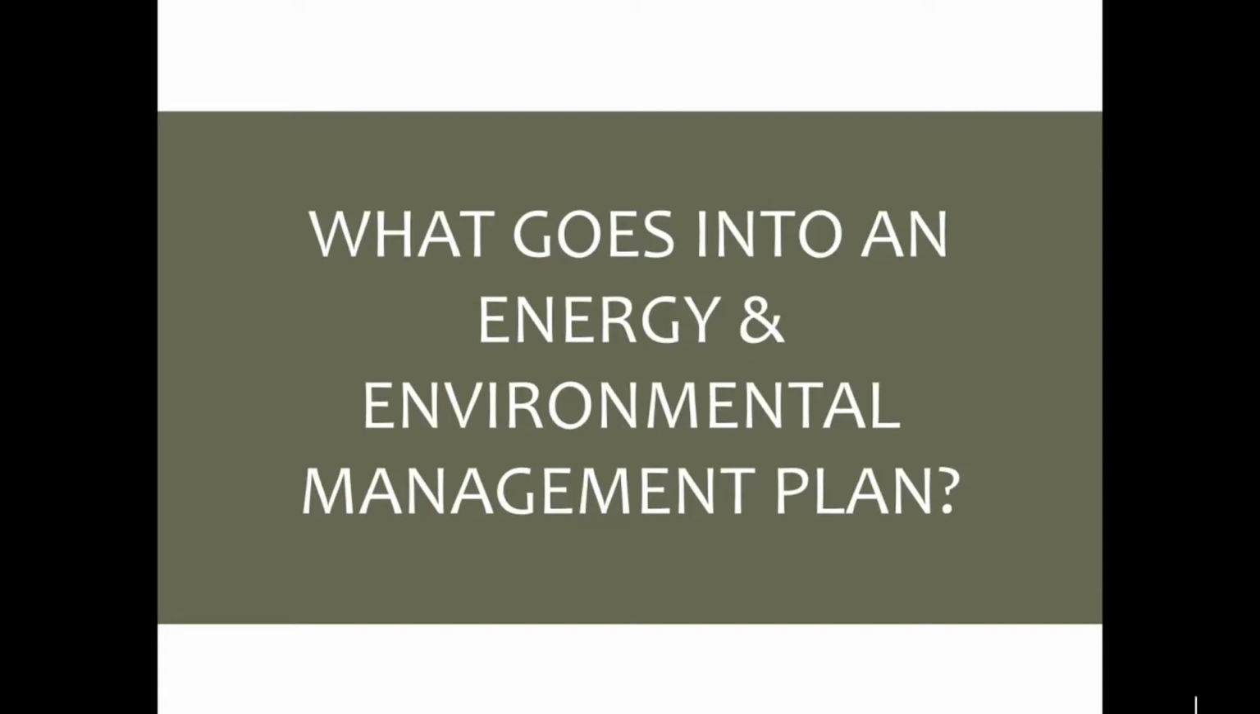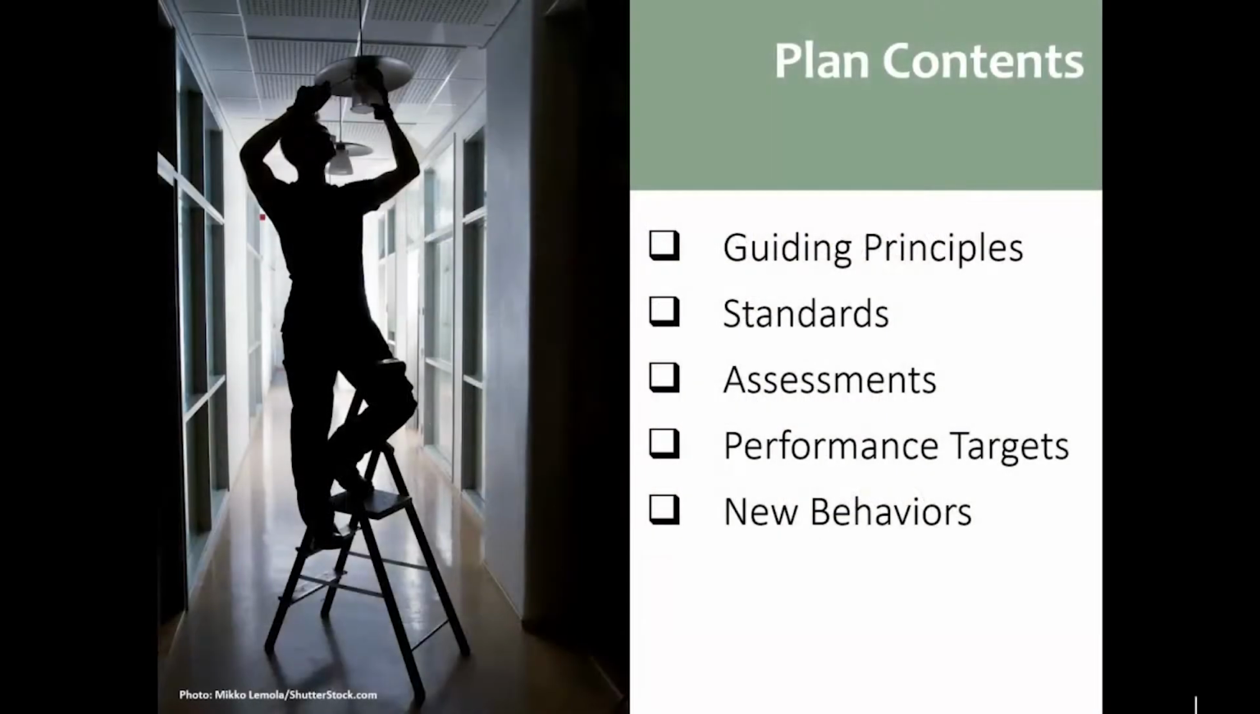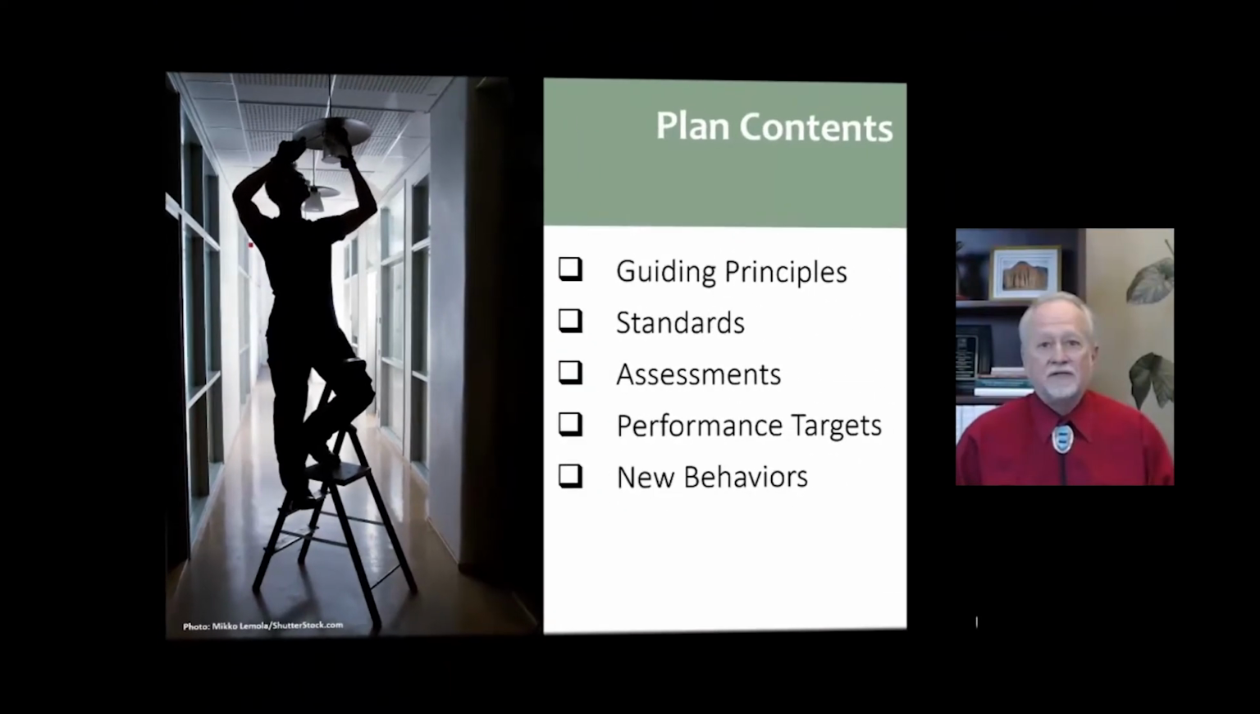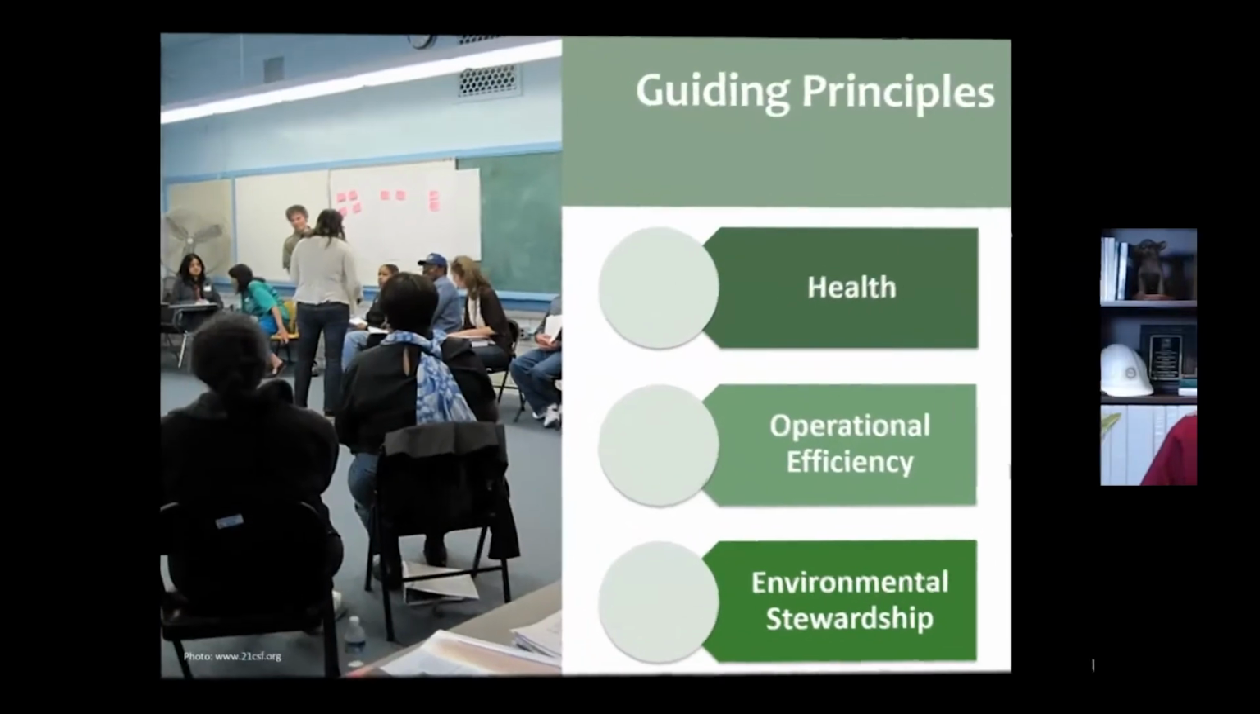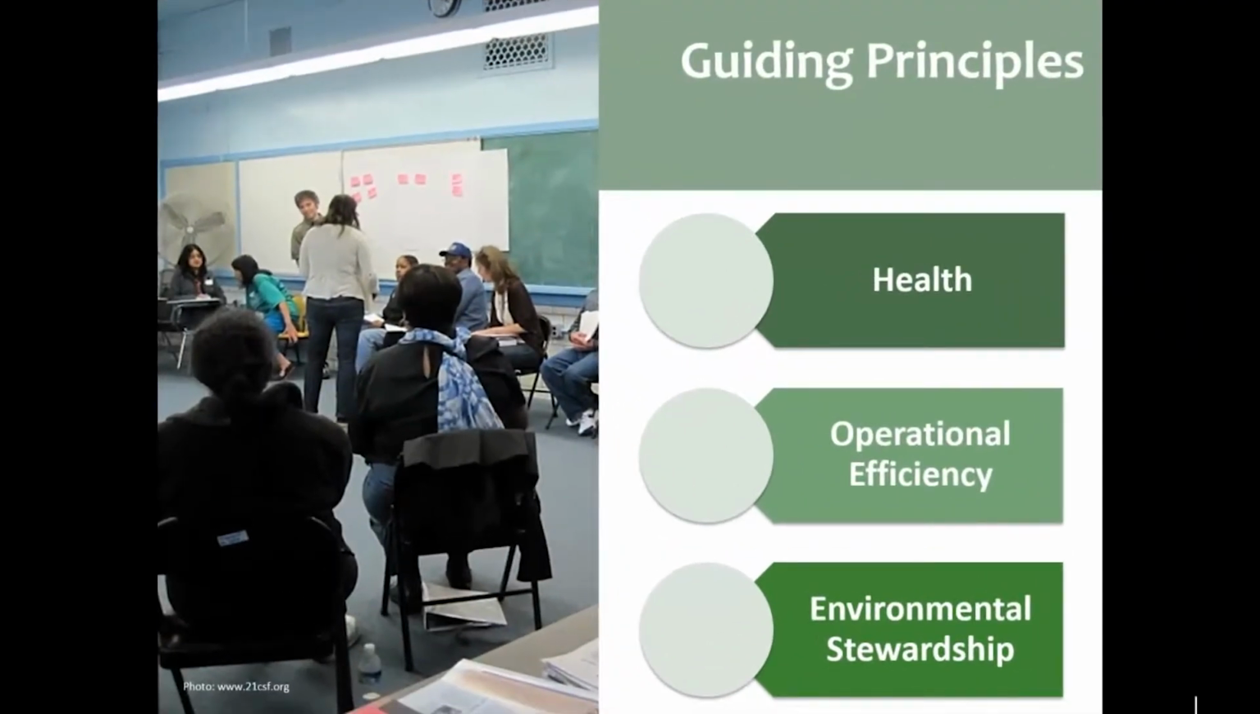What goes into the plan? The plan should include a description of your district's environmental and energy-related guiding principles, the standards that it will use, how it will assess behaviors and consumption, the facility's performance targets, and very importantly, user behaviors and strategy for changing behaviors. The guiding principles identified in the plan help to focus all stakeholders on the purposes of the actions in the plan.